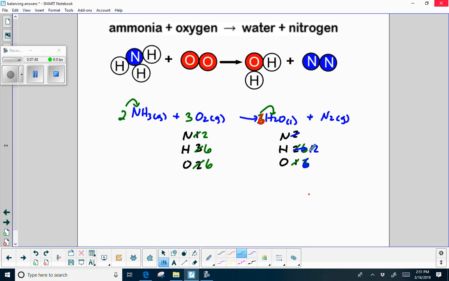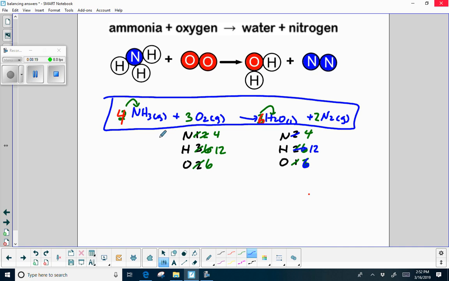And now I need to have more hydrogens. I need to have 12. So in front of here to get 12, I'm going to multiply this by 4. So let's see what happens now. So we have 4 nitrogens, 12 hydrogens. Looks like the hydrogens are going to be okay. Oxygens are okay. And it's only the nitrogens that are off. So let's see, we've got 4. And to make this into a 4, I put 2 in there, 4, and we're all balanced. So this is the chemical equation over here.